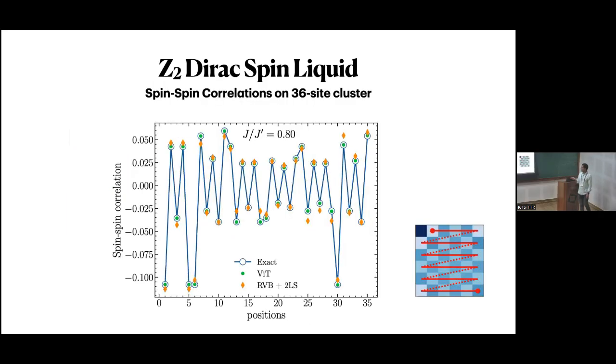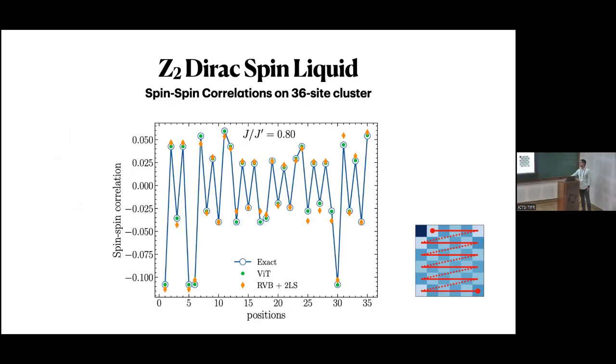Indeed, what we did was to compute the spin-spin correlations in real space, equal time, starting from one site to all the other sites on a 36-site cluster, and you see the agreement. This is the exact result, empty circles. This is my Z2 spin liquid with 2 Lanczos steps, and I get the sign of all 35 correlators correct, and look at the magnitudes also, all in place. Not one correlator is off.